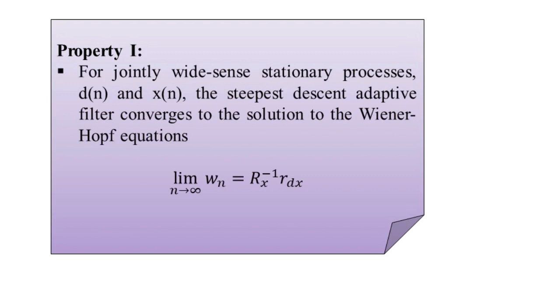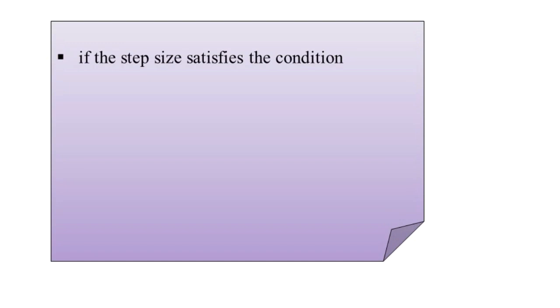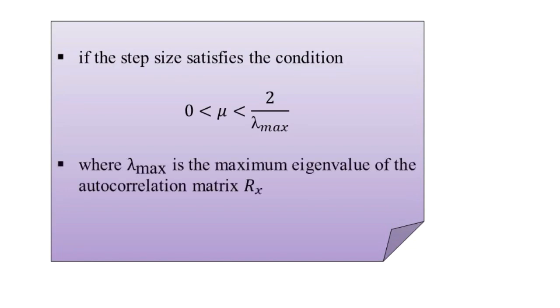This holds if the step size satisfies the condition that mu is greater than 0 but less than 2 divided by lambda suffix max, where lambda suffix max is the maximum eigenvalue of the autocorrelation matrix denoted by capital R suffix x. So here we have discussed the very important steps of the steepest descent algorithm. In short, we have seen the steepest descent adaptive filter procedure, and the very important property is also addressed here.